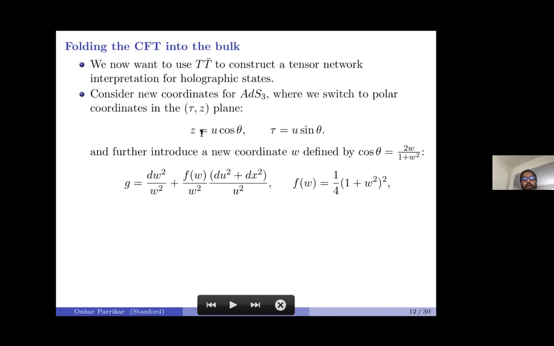What we do is we switch to a different coordinate system. This is sort of trivial, but let's say you go to polar coordinates in the tau z plane. Tau here is the Euclidean time, and z is the usual Poincaré z coordinate of AdS space. So you switch to polar coordinates, let's say u and theta, and then just for convenience, redefine theta in this way in terms of another parameter w. And if you do that, then you find that you can rewrite the metric like so. All right.